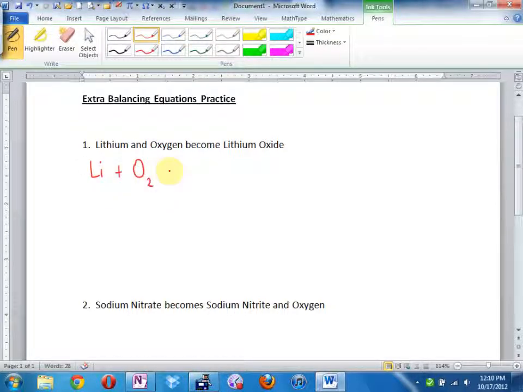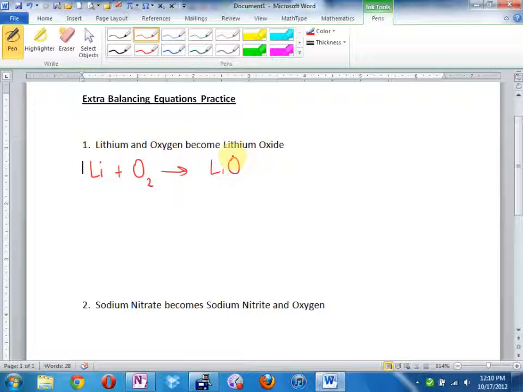What am I going to write for "becomes"? Arrow. Now it says lithium oxide. Lithium oxide, though, is not LiO. As soon as they give me a name, I need to make sure that that formula is written correctly. How do I do that?